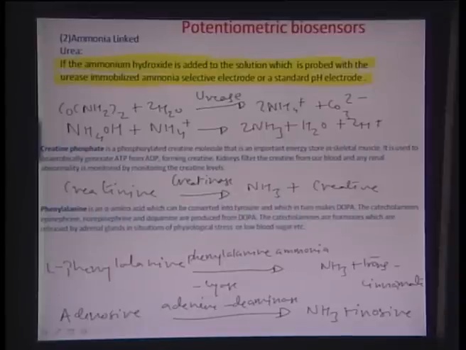Let us look at the reaction here. CONH2 whole twice hydrolyzes in the presence of water and the presence of urease enzyme to formulate 2 NH4 plus and CO3 2 minus, and the NH4 plus further equilibrates with the ammonium hydroxide solution here, NH4OH, to formulate 2 NH3, and this is ammonia, plus H2O plus 2H plus.